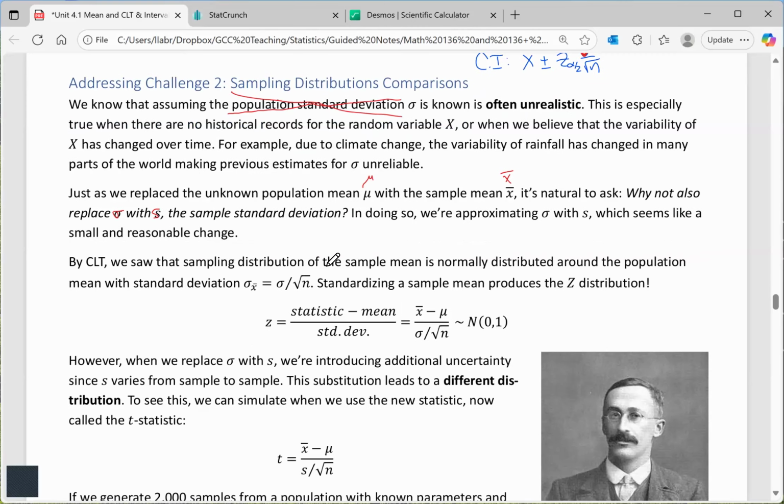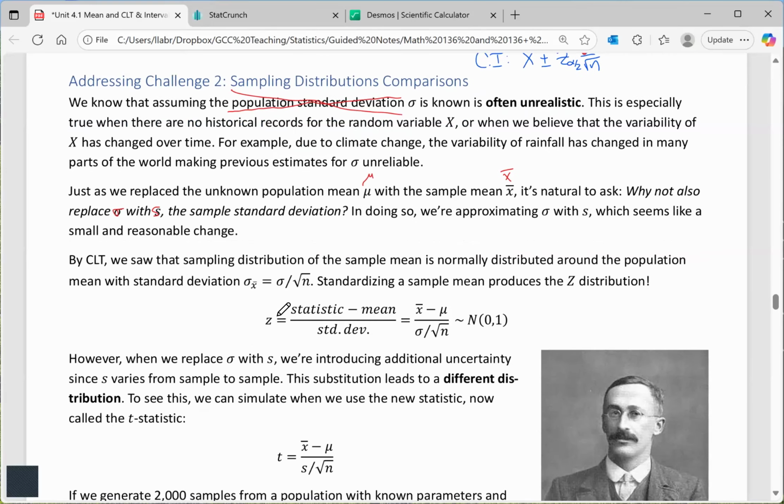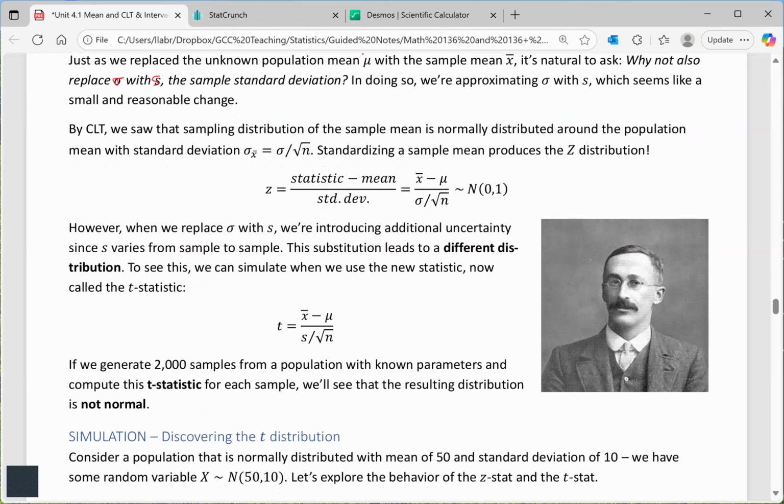By the central limit theorem, we know that if you standardize your statistic, your sample mean minus the population mean divided by the standard deviation, so x bar minus mu over sigma over square root n, that's going to give you a standard normal distribution. Now the issue is, what if you don't know sigma? If you replace sigma with s in this computation, do you still get a standard normal distribution? And it turns out that you don't. You're going to get a slightly different distribution.